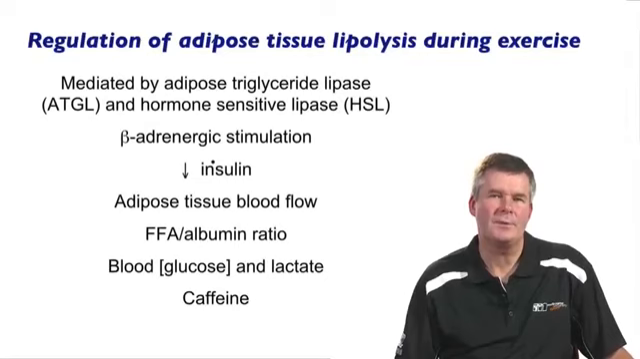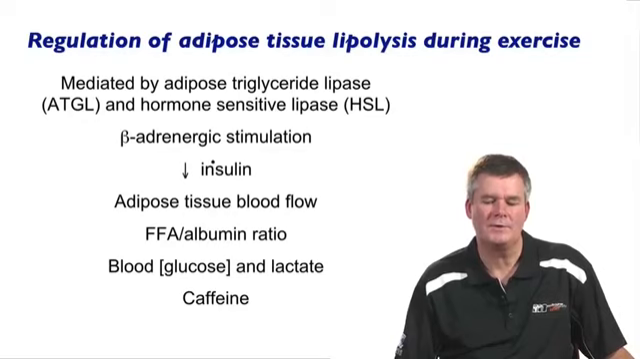If we first look at adipose tissue lipolysis during exercise, there are a number of important regulatory factors. As I said, it's mediated by the lipases, ATGL, and hormone-sensitive lipase, or HSL. And an important activator of these lipases in adipose tissue is the sympathetic nervous system, circulating adrenaline acting through beta receptors.